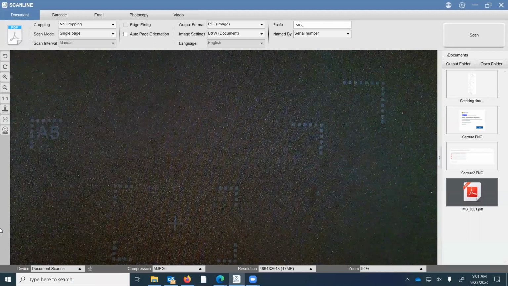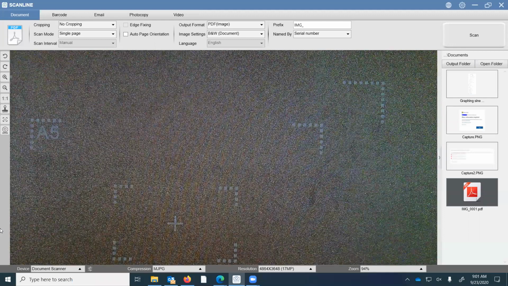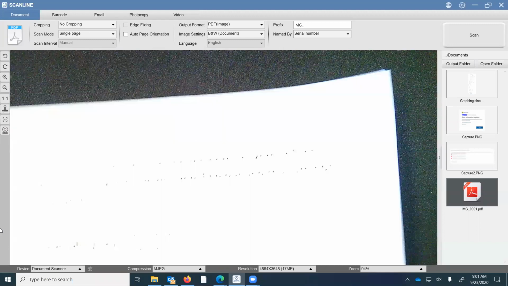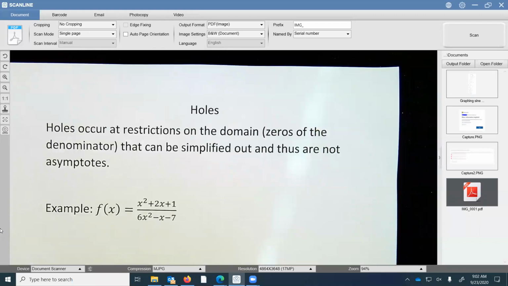Now, not every 0 of the denominator is a vertical asymptote. They can also be what's called a hole. A hole means it's an excluded value, but the definition of a vertical asymptote says it has to approach infinity or approach negative infinity. These don't do that. And holes occur when I can simplify my rational function and eliminate one of the zeros.